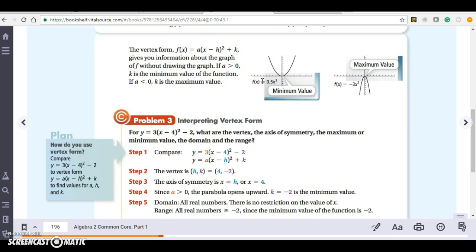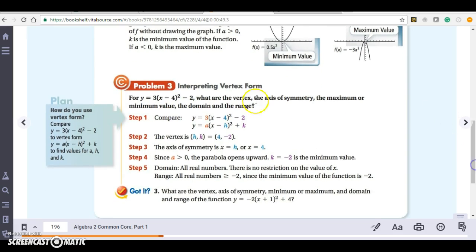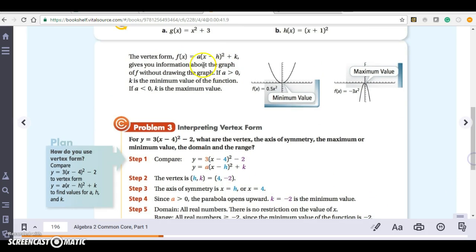So let's look at problem 3. It says y equals 3 times x minus 4 squared minus 2. It says, what are the vertex, the axis of symmetry, the maximum or minimum value, and the domain and the range. Okay, so we know that the vertex, from our original function, is h and k, and our h is 4 and our k, in our original equation, is plus k. Here we have minus 2, so that means this is going to be a negative 2. So we have 4 and negative 2.